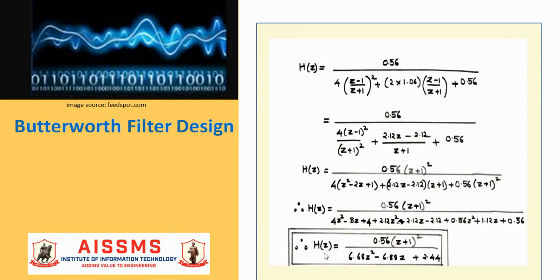0.56 (z plus 1) the whole squared, divided by 6.68 z square minus 6.88 z plus 2.44. This is the required transfer function to design the digital filter.